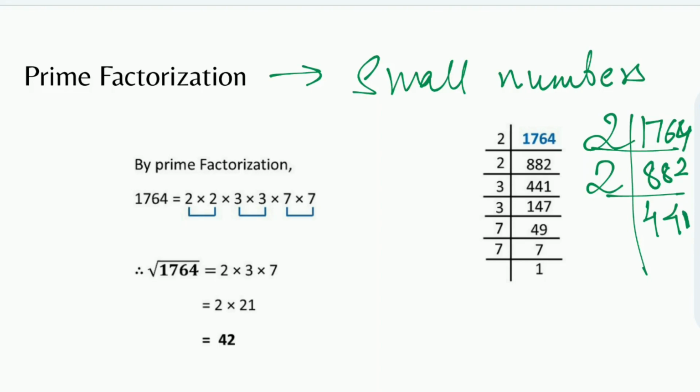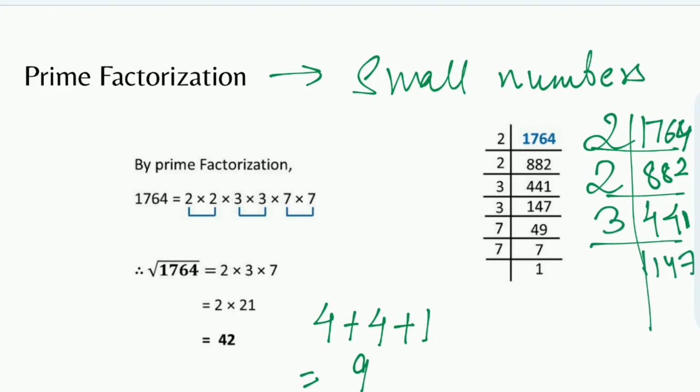I'll apply the divisibility rule of 3, which says if you do the sum of all the digits of the number, that should be divisible by 3. That means 4 plus 4 is 8, 8 plus 1 is 9. 9 is divisible by 3, hence 441 is also divisible by 3. Hence I'll divide by 3 and then it will become 147. 147, again because the last digit is 7, it will not be divisible by 2. Then I'll check divisibility by 3. Again I'll check 1 plus 4 plus 7 is how much? 12. 12 is divisible by 3. Yes, hence this number will also be divisible by 3. So I do this, this becomes 49.